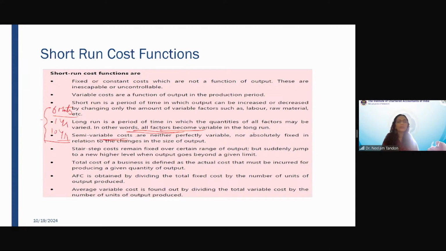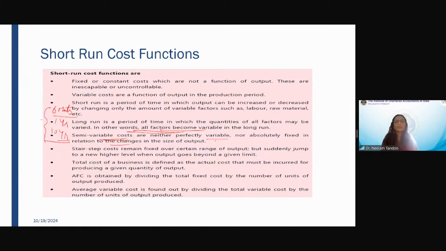Semi-variable cost. Semi-variable cost is what? Semi-variable cost is not completely variable cost and it is not completely fixed cost. It has a combination of both. So it's a mixed cost, a mixed cost of fixed cost and variable cost. That is a semi-variable cost. So it's neither perfectly variable cost nor fixed cost. So it will have two components, fixed and variable, both together.